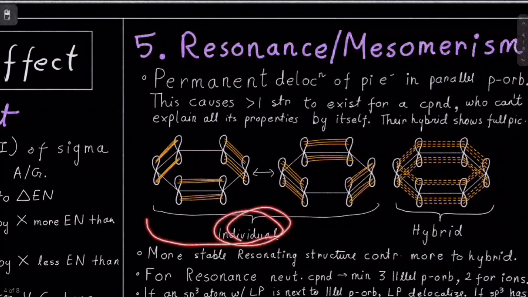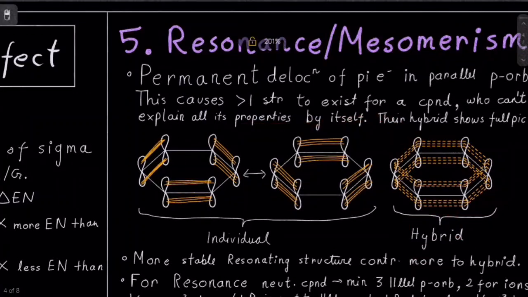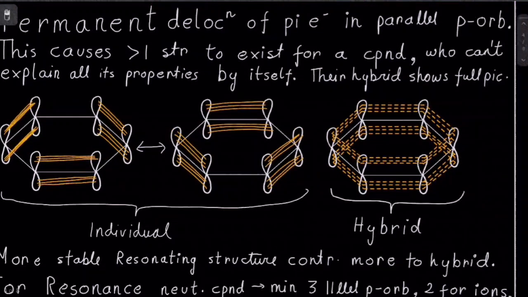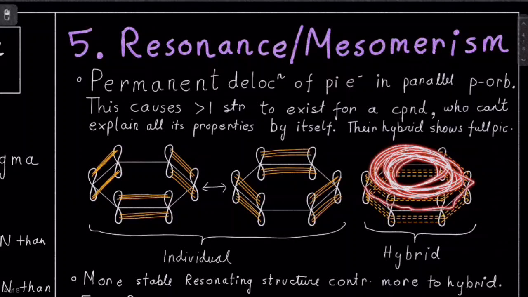But these are only individual structures. They don't show the full picture. But if we combine these structures, we can form a hybrid. And this hybrid shows us what benzene really is. These are not single or double bonds. These are 1.5 bonds. And all the electrons are basically in this cloud over the plane of carbon atoms. This is what we call mesomerism or resonance.